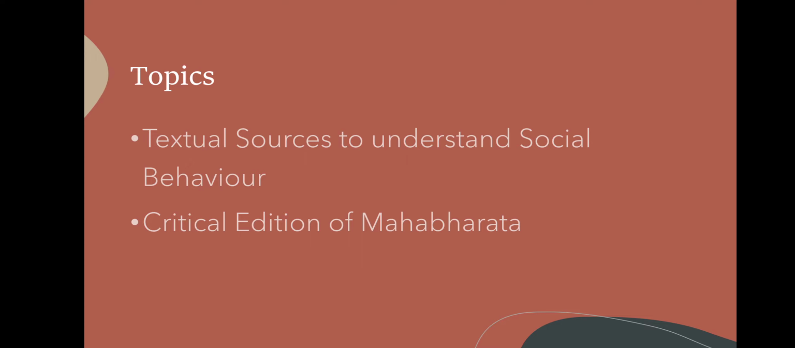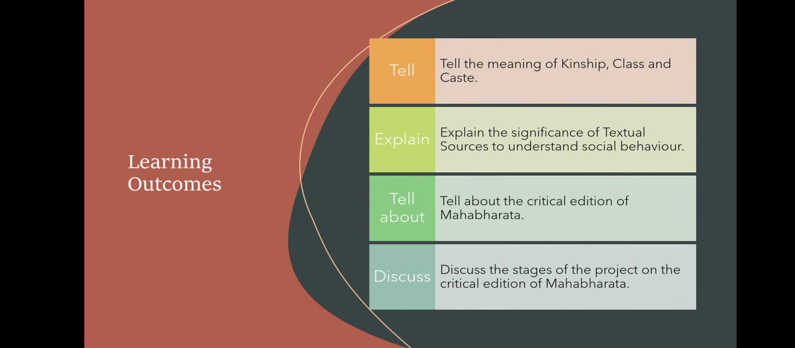The topics that we'll cover today are textual sources to understand social behavior and the critical edition of Mahabharata. After the end of this video lesson, you would be able to tell the meaning of kinship, class and caste, explain the significance of textual sources to understand social behavior, and tell about the critical edition of Mahabharata. Also, you would be able to discuss the stages of the project on the critical edition of Mahabharata.